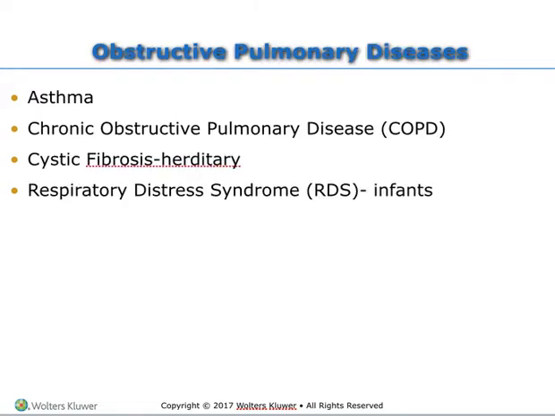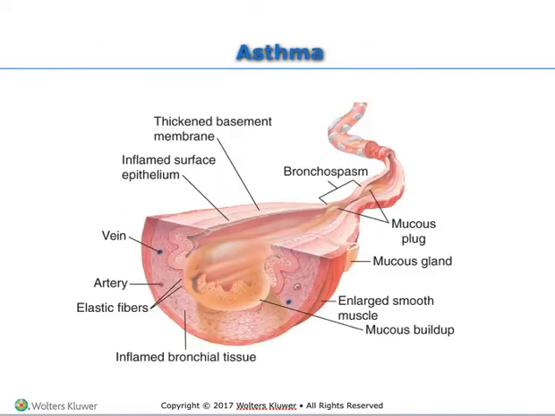And then we've got the obstructive pulmonary diseases, which are asthma, COPD, respiratory distress syndrome, and cystic fibrosis. Cystic fibrosis is hereditary, and you will talk about this in peds. Same with respiratory distress syndrome, that is in infants, and you will talk about that in peds. The ones I'm going to focus on are asthma and COPD. So asthma. Asthma is when the bronchial linings overreact to stimuli, causing episodic smooth muscle spasms that constrict the airway, along with causing mucosal edema and thickened secretions. It's a varying amount of airway obstruction.